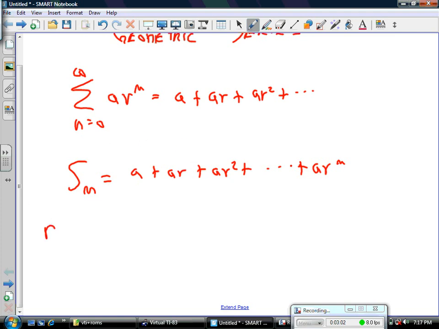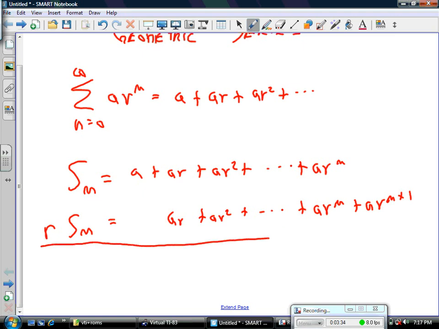So what if we take this whole thing and multiply by the common ratio? Look what happens. Multiply everybody by r. A times r is ar. I'm going to line up like terms, okay? Ar times r is ar squared. Ar squared times r is ar cubed. Somewhere along the line, you're going to end up with ar to the n, right? Then ar to the n times r is ar to the n plus 1.